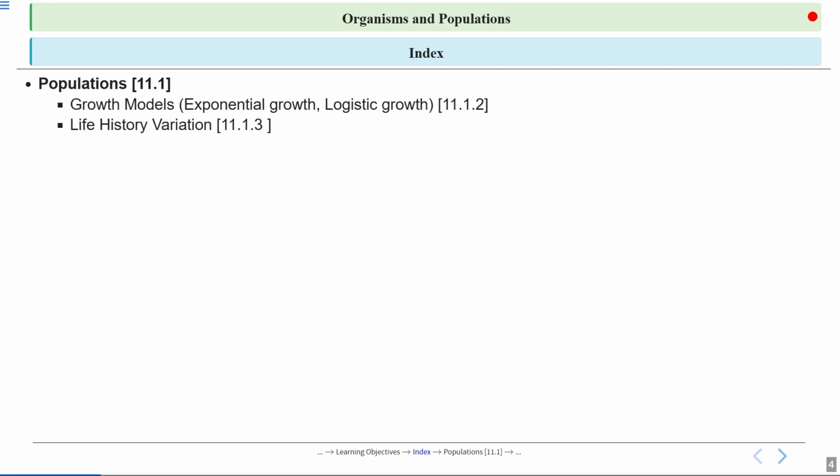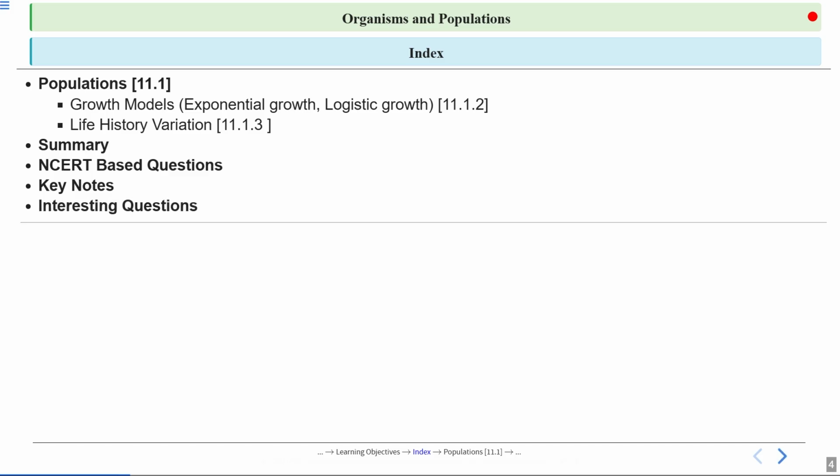Today we'll be talking about the topic population. Within this topic, we'll be talking about the growth models. There are two growth models, the exponential growth model and the logistic growth model. We'll also talk about the life history variations. Then we'll summarize this entire session. We'll discuss some NCERT-based questions related to these topics. We'll discuss some keynotes, which will help you memorize these topics. And in the end, there'll be some interesting questions that will enhance your critical thinking ability.